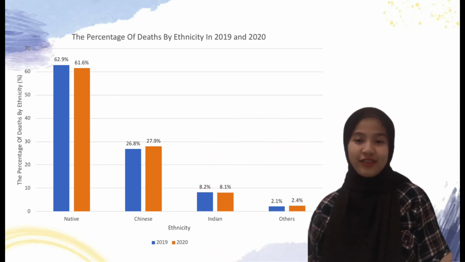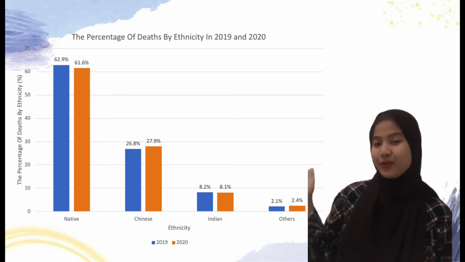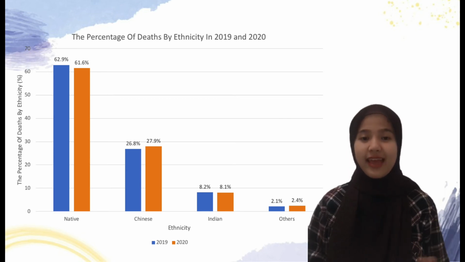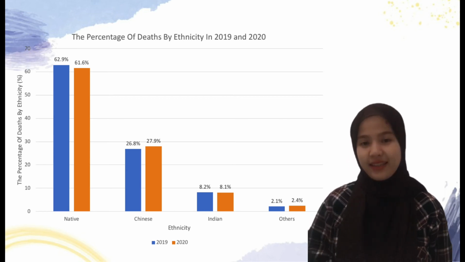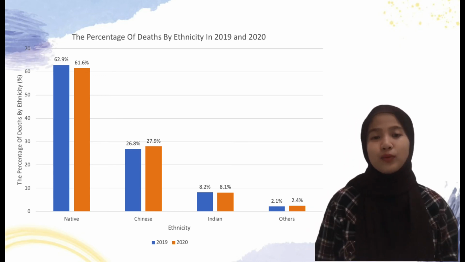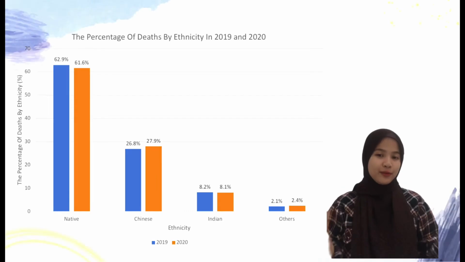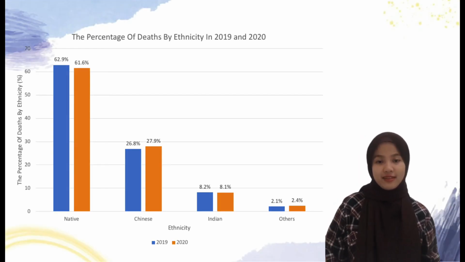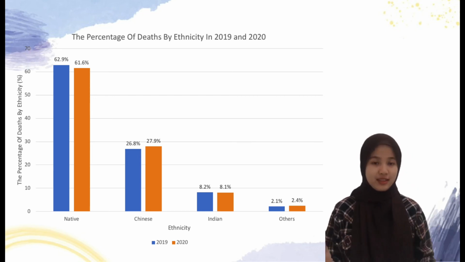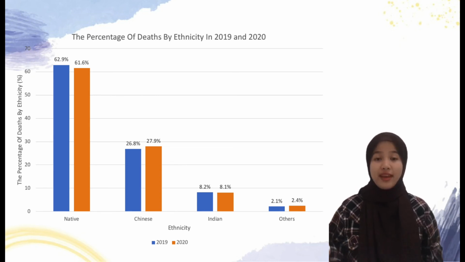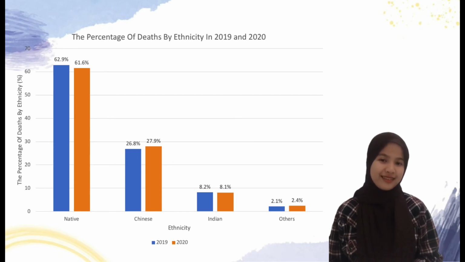Based on the percentage of death, as you can see from this bar graph, in 2020 native ethnicity recorded the highest percentage of death at 61.60% and others ethnicity recorded the lowest percentage of death at 2.4%. Similarly, in 2019, native ethnicity also recorded the highest percentage of death at 62.9% and others ethnicity recorded the lowest percentage of death at 2.1%.